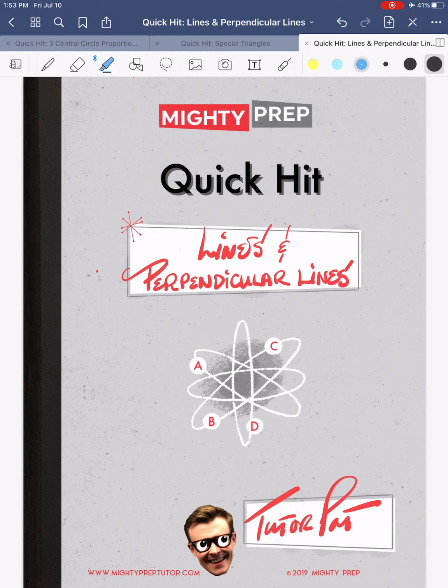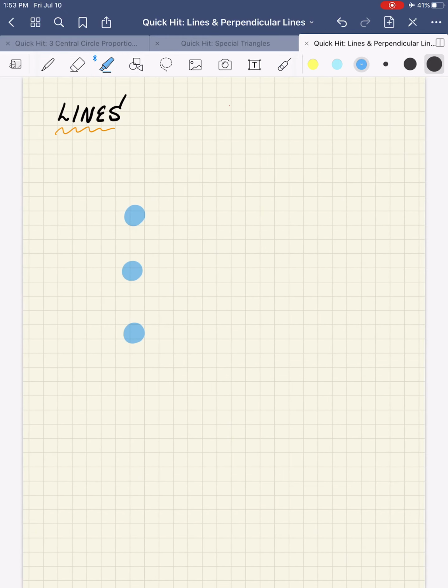This one is about lines and perpendicular lines. So, what is a line? How do we define it?